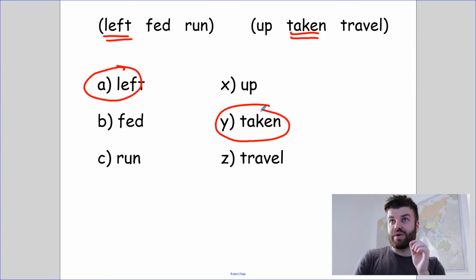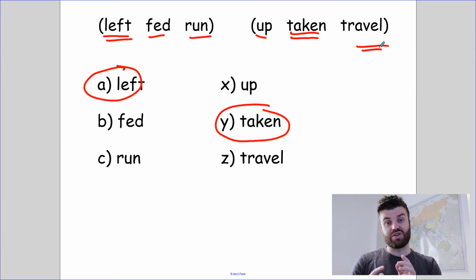Now, little tricks in this question, fed and up, well, they seem to go together, but it's not answering the question, they're not opposite in meaning. And when you run, you do travel, but again, it's not answering the question. So for these question types, be sure to check what they are asking you to find. The answer here would be left and taken.